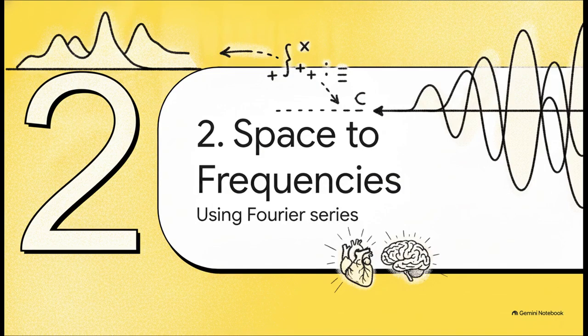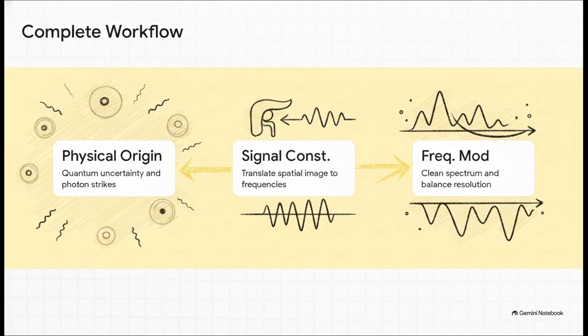Moving right along to Section 2, translating space to frequencies, using the Fourier series. So how do we actually fix that physical uncertainty? Well, we rely on a fairly straightforward three-step workflow. Step 1 is dealing with that physical origin and the quantum uncertainty we literally just talked about. Step 2 is signal construction. This is where we mathematically translate the spatial image into measurable frequencies. And once we finally have everything living in the frequency domain, we arrive at Step 3, frequency modification. This is where the magic happens, and we clean up the spectrum, carefully balancing statistical noise against optimal spatial resolution.